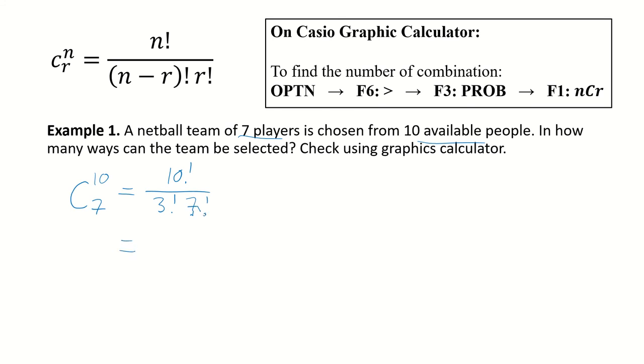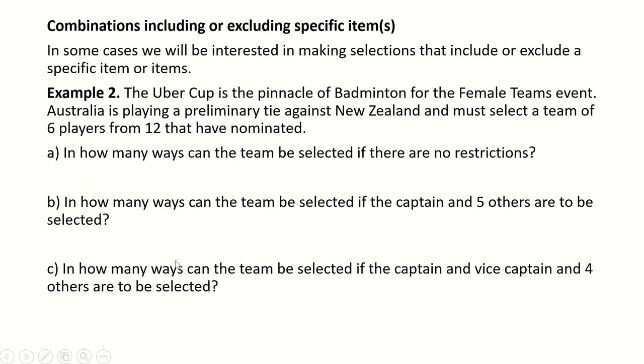If you type that into your calculator, you will get 120. And if you just check on your graphics calculator, do 10 choose 7, 120. So if the test doesn't tell you to use the formula, as long as you show this notation, that's the important part. The notation is the important part.